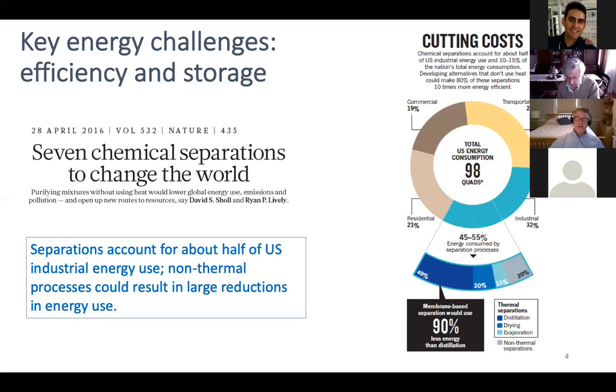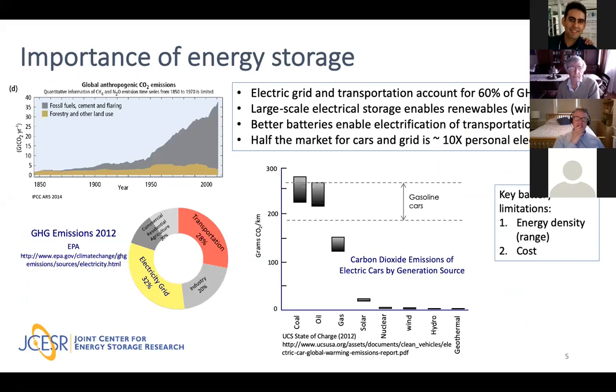So there's a really good reason for us to think about working in the areas of coming up with improved separation technologies. The second area is, I think we all realize, the importance of energy storage. This plot in the upper left, you can see, is from the IPCC. It shows the tremendous amount of increase, and this is gigatons of CO2 emitted per year versus time. And this is all being driven by fossil fuels, cement production, and flaring.